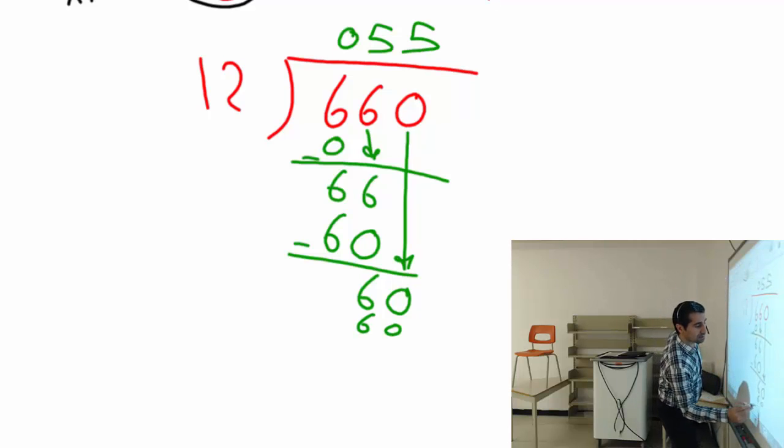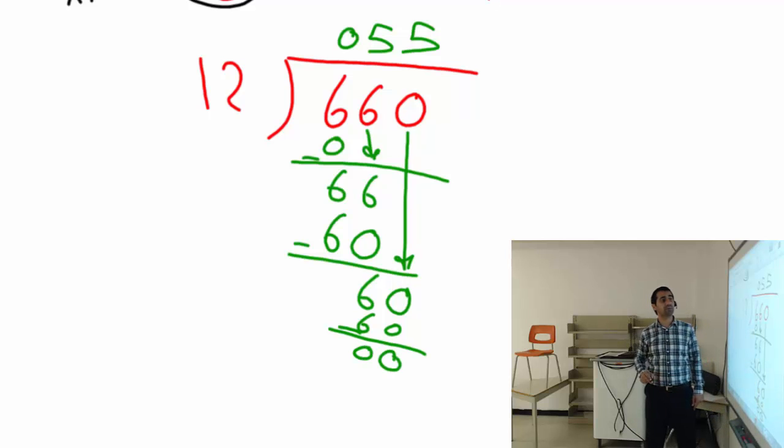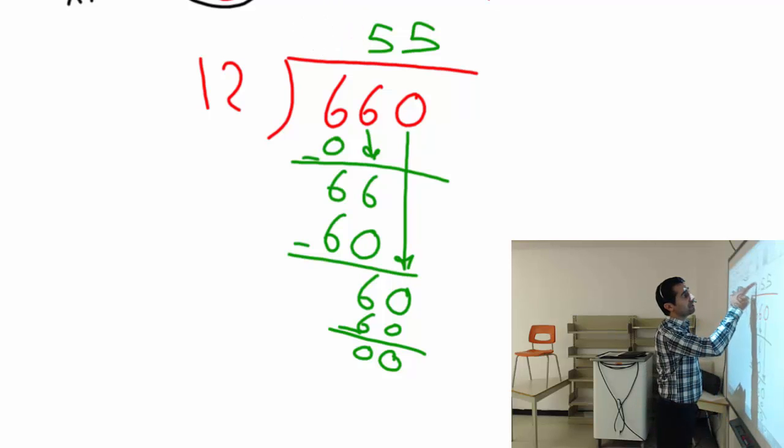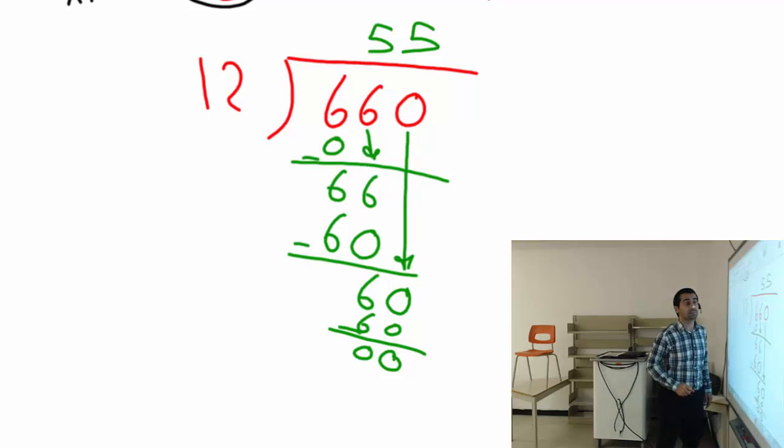60. Subtract. What is left is nothing. Is there any number to bring down? No, it's just 3 numbers to bring down, and we deal with that. So I see 55 in front of it. There is a number, so I'm going to simply ignore that number. Done. That's how you do the division.